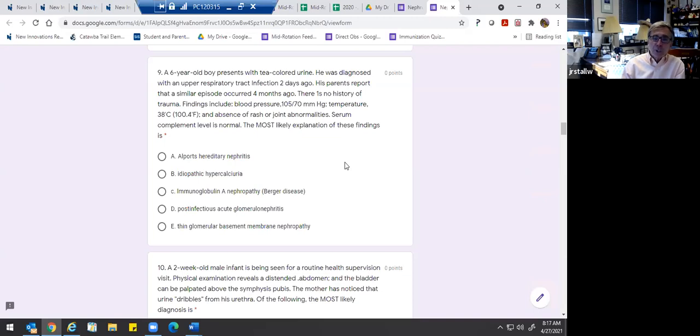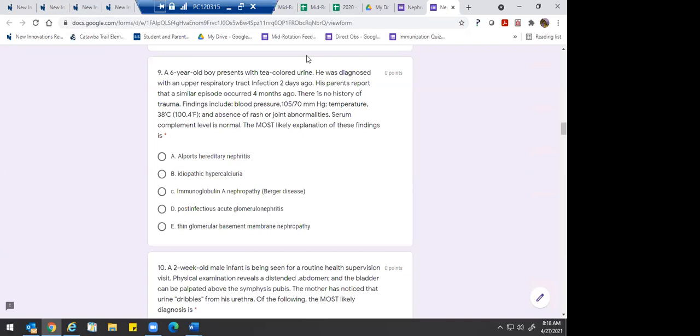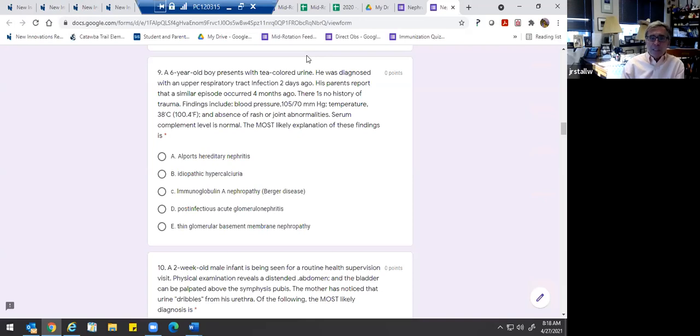So the tea-colored puts you into the red cells are coming through the glomerulus and they're being lysed or something's happening up there. So it puts the pathology at the level of the kidney. Idiopathic hypercalciuria, we just went through that. That would be the red cells, but it wouldn't be tea-colored. It would be either microscopic or bright red because that's post-glomerular, if you will. So all things considered here, the hereditary nephritis, you know that you're not going to have this kind of recurrent infection, and it is a boy, so you have to look at the gender there.